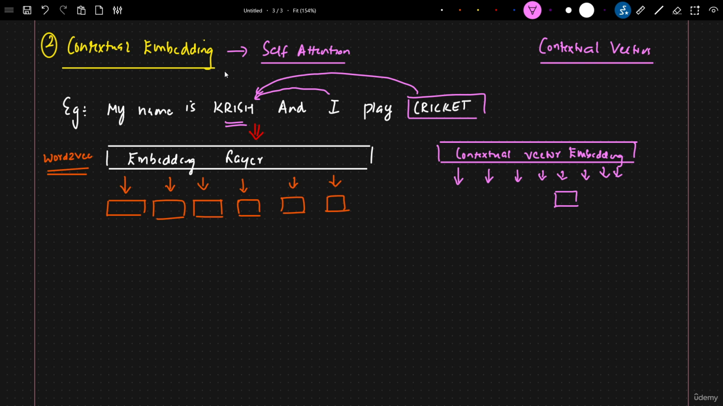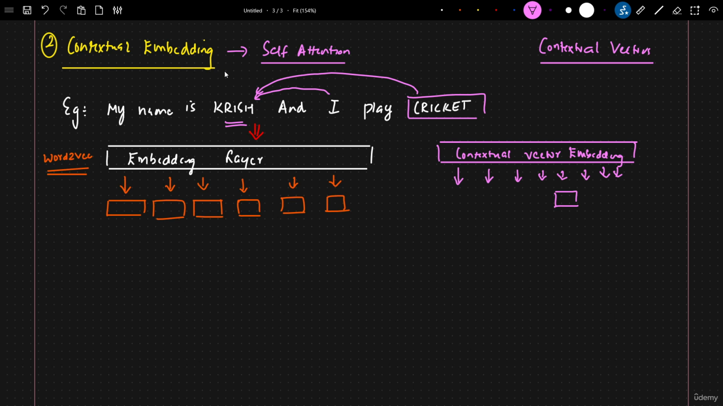Because in encoder and decoder, we just used an embedding layer. We used to pass each and every word, get a vector, and do further processing with it. But now with the help of self-attention, we'll be able to create contextual vector embeddings. In our next video, we are going to dive deeper into this.